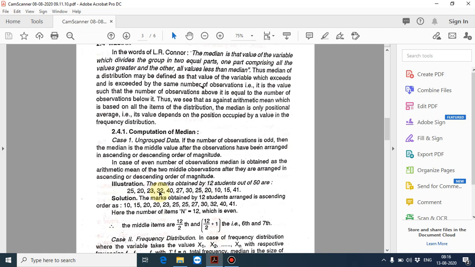Therefore, the middle item, as I have said, median means the n by 2th item. So the middle item is 12 by 2th. Actually, since n is even, it is n by 2 and n by 2 plus 1. So what do we get? The 6th and 7th values. That is the median for this. That is the example. Next, when you see the next problem, you will understand.